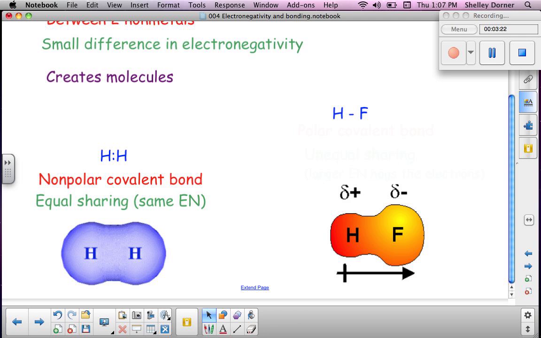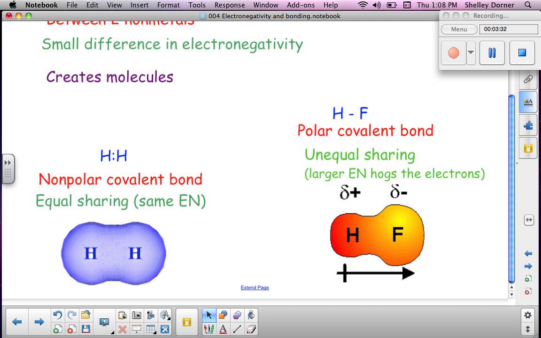By contrast, the hydrogen fluoride bond is an example of a polar covalent bond. This is created by an unequal sharing of electrons, and this unequal sharing of electrons occurs when the more electronegative element pulls the shared electrons closer to itself. The partial negative charge, right here, ends up on the element with the higher electronegativity, and the partial positive charge, right here, ends up on the element that has the smaller electronegativity.